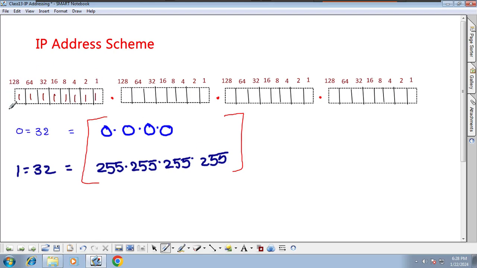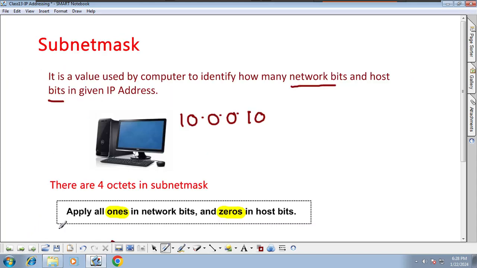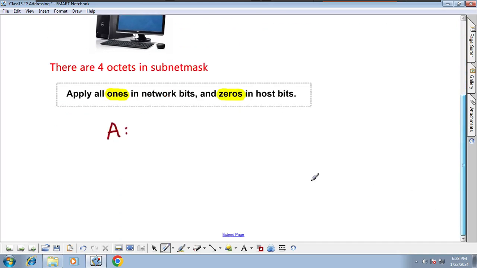What will be the value of the first octet if you apply all ones in the 8 bits? 128, 64, 32, 16, 8, 4, 2, 1: 255. That's our IP address. Sorry, subnet mask. The subnet mask is 255.0.0.0. This is the default subnet mask for all IP addresses in class A.